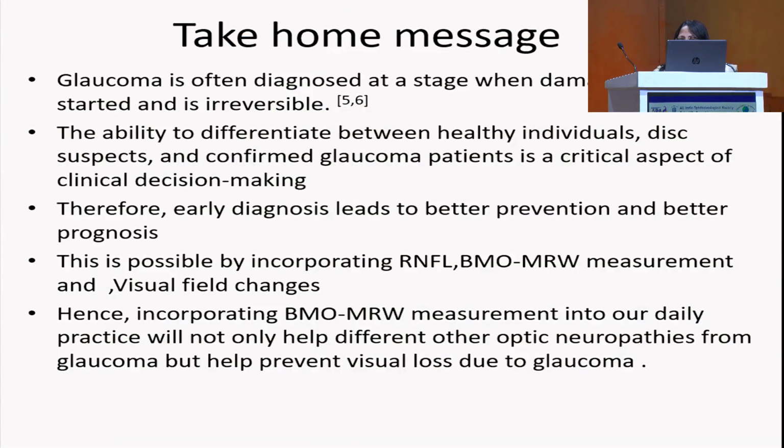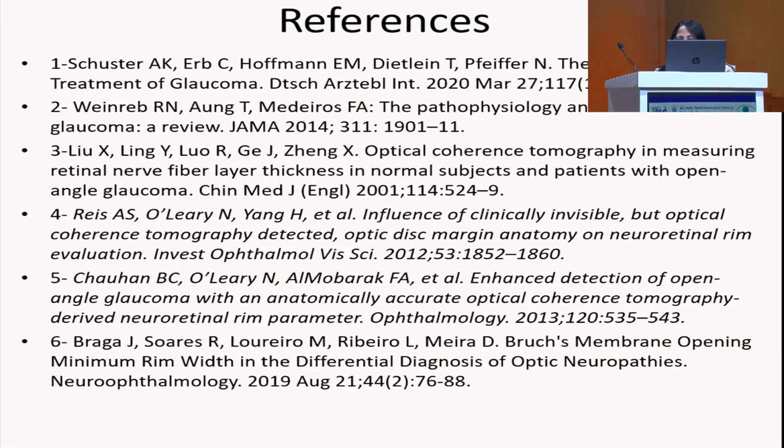So the take-home message is, glaucoma is often diagnosed at a stage when damage has already started and is irreversible. So the ability to differentiate between healthy individuals, glaucoma suspects and confirmed glaucoma patients is a critical aspect. Early diagnosis leads to better prevention and better prognosis. And this can be possible by incorporating RNFL, BMO MRW measurement and visual field changes together. So incorporating it into our daily practice will help not only differentiate glaucoma from other optic neuropathies, but also help us prevent the visual loss.